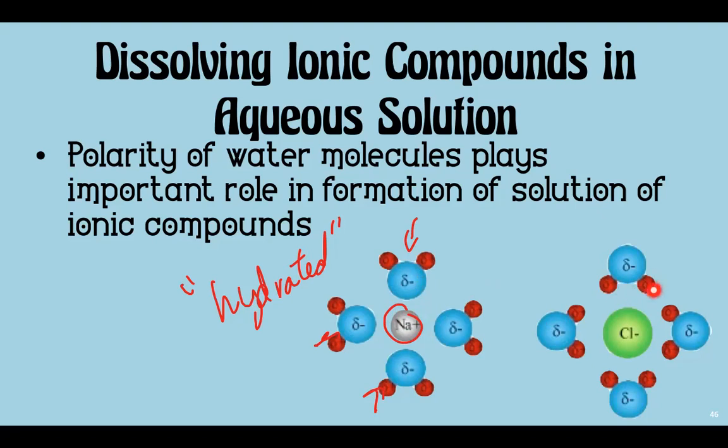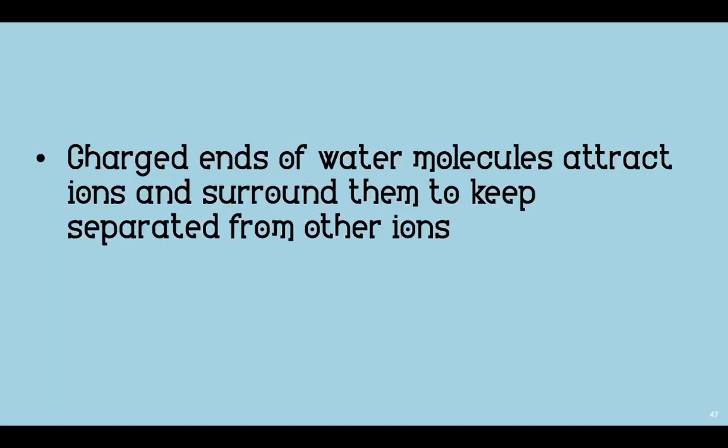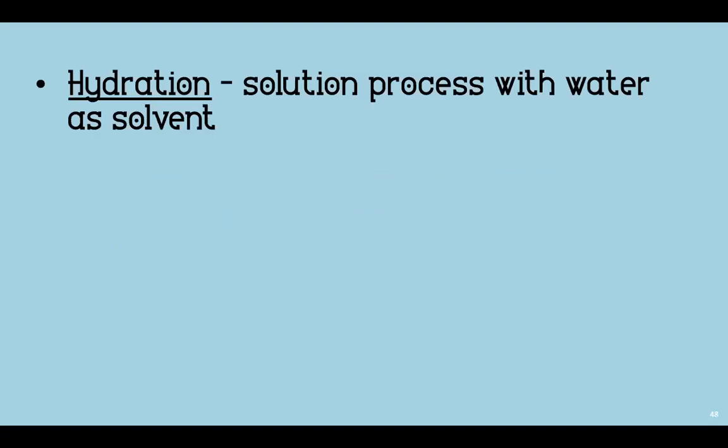It's the positive ends of the hydrogen atoms in the water molecule that are going to be facing the chloride ion. So this is called hydrated. That's what happens when you dissolve ionic compounds. The charged ends of the water molecules attract the ions, surround them to keep them separated. Okay, this process is called hydration.